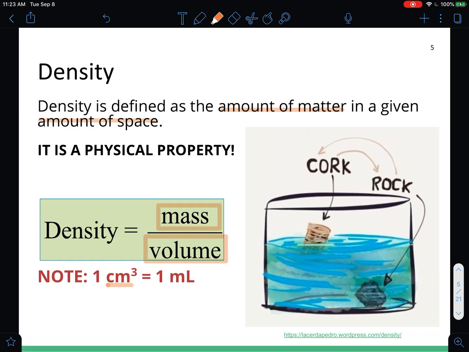You will see centimeters cubed. You will also see milliliters. The correct one to use doesn't necessarily matter because they are equal to each other, as you guys can see. However, centimeters cubed is more commonly used for solids because you can calculate the volume by taking the length times the width times the height. Whereas volume for a liquid is generally in milliliters. This is like what you would see on a water bottle or a soda can, the volume measured in milliliters.